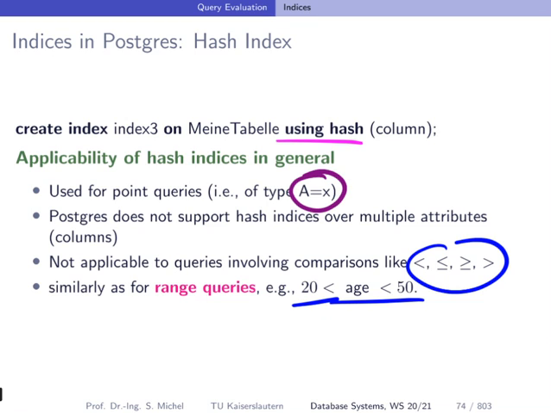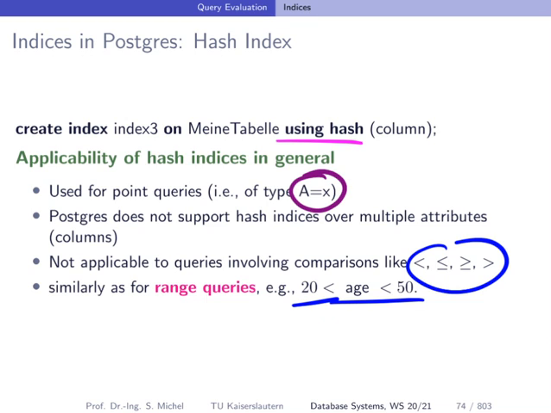In Postgres, also algorithmically there should not be any problem. In Postgres, hash indices only support single attributes. So you cannot have composite indices using hash. So why is it not possible to have range queries or comparative predicates?